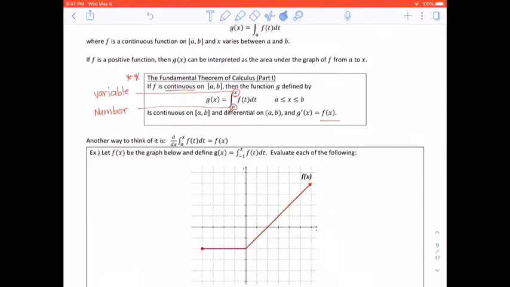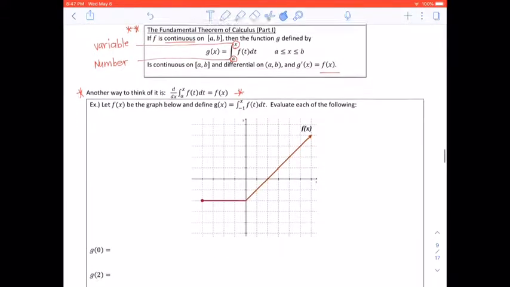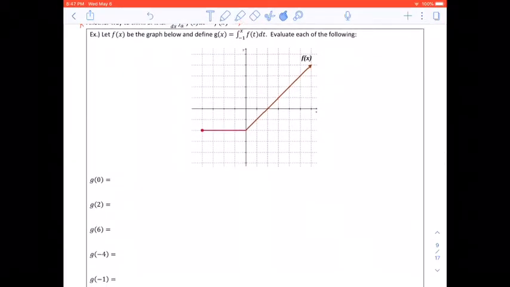So another way to look at this, again, since this is a higher level math class, thinking of things a little differently, the derivative of that integral from a to x of f of t dt is just equal to f of x. So we have an example down here with the picture. This one says, let f of x be the graph below defined by g of x is equal to the integral from negative 1 to x of f of t dt. Evaluate each of the following.